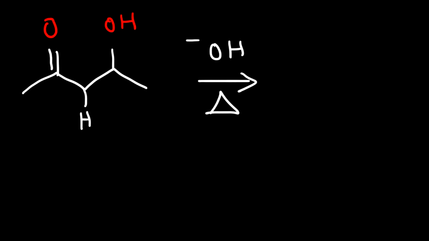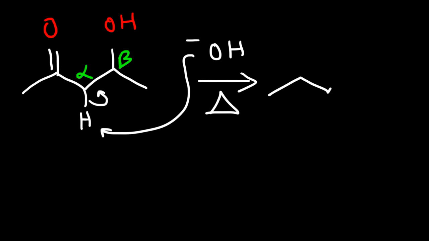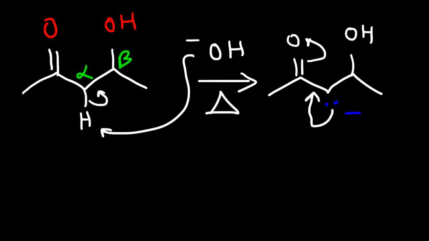Now the alpha hydrogen is relatively acidic, and the reason for that is because the conjugate base is stabilized by resonance. So in this reaction, the base is going to remove the acidic alpha hydrogen, giving us an enolate ion. Right now we have a carbon with a negative charge on it, but that negative charge is stabilized by resonance. We can take this lone pair, form a pi bond, and push a negative charge onto the oxygen. And so this is called an enolate ion.